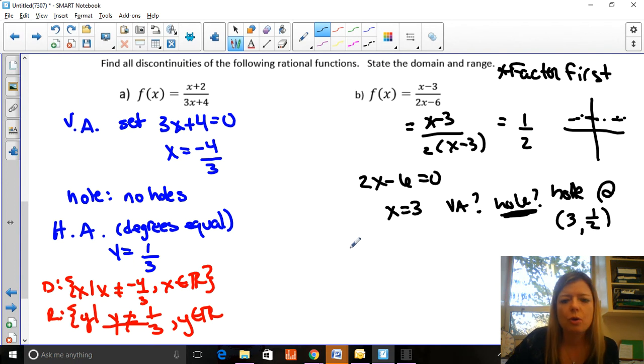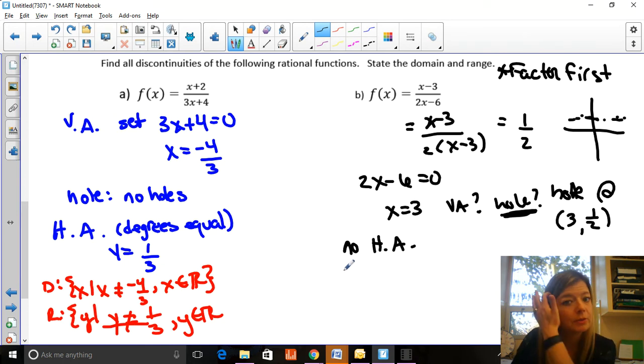Okay, there's no horizontal asymptote because after I reduce it, I just get a straight line. So even though you could say, oh, the asymptote is 1/2, well, that doesn't make sense because the whole line is just a half. So there's no horizontal asymptote because when reduced, it already is just a horizontal line in and of itself.